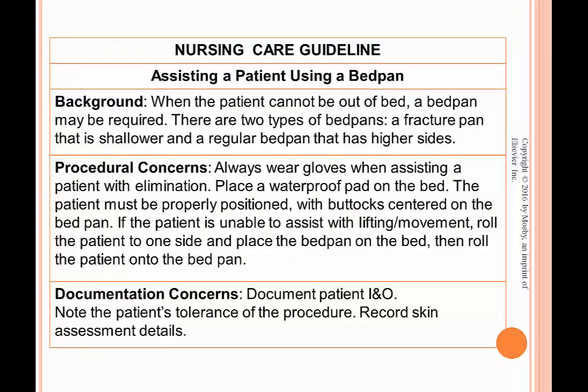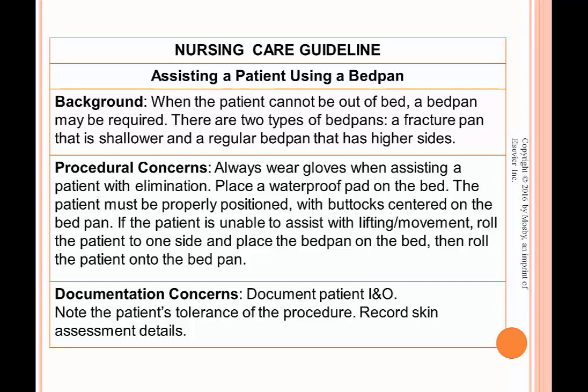So some nursing care guidelines. We're going to talk about the use of a bedpan. Bedpans are used for patients who cannot get out of bed, and there are two types of bedpans, a fracture pan and a regular bedpan. Some concerns: we always want to be sure that we wear gloves when assisting a patient with this type of elimination. We want to be sure that we've placed a waterproof pad on the bed that the bedpan will rest in, that will absorb any fluid that perhaps misses the bedpan, and therefore the patient won't require a complete bed change. We want to always be sure our patient is positioned properly.